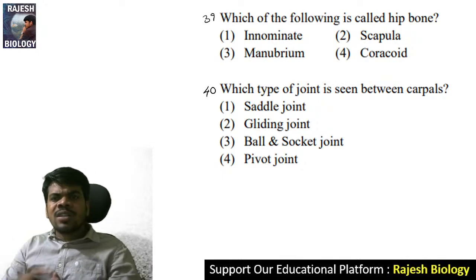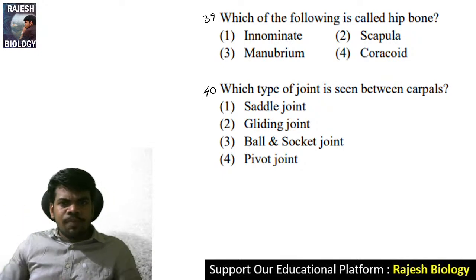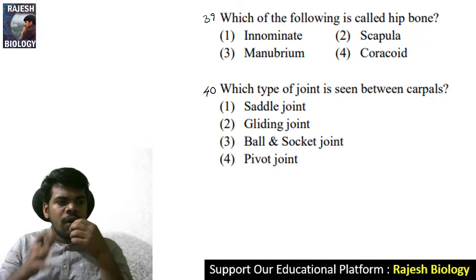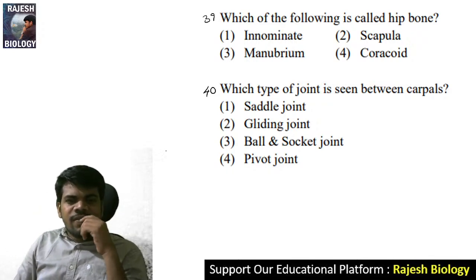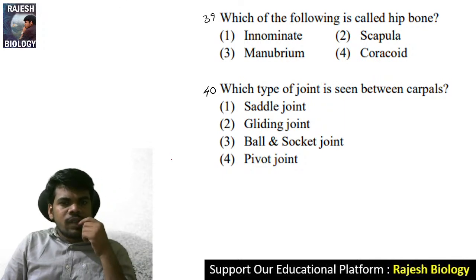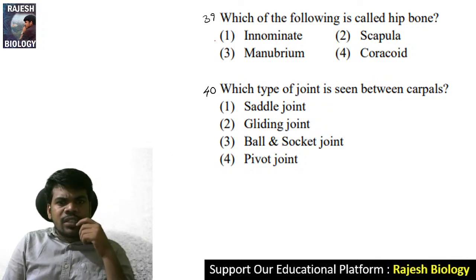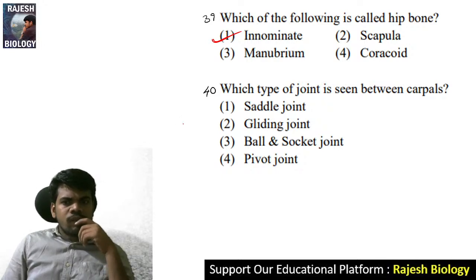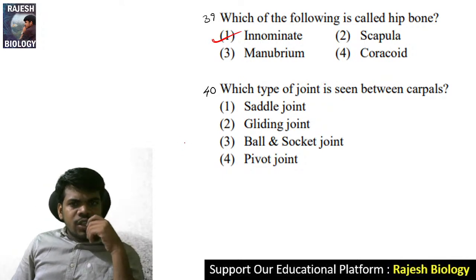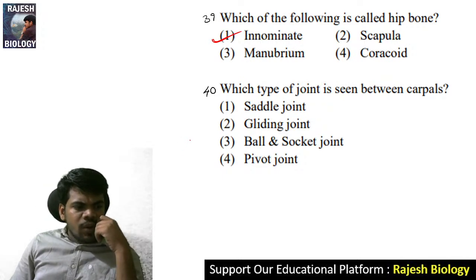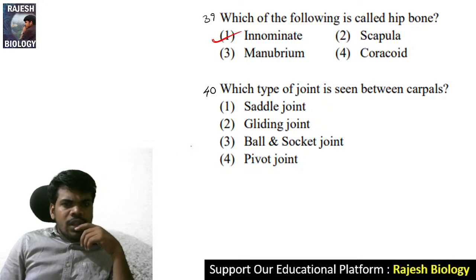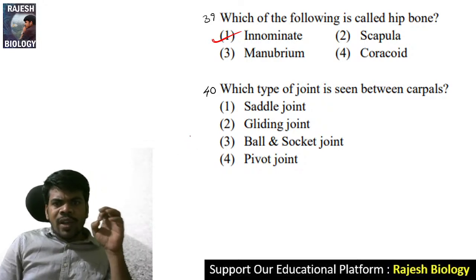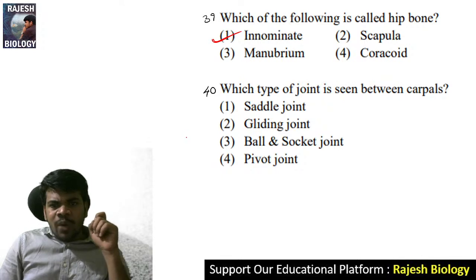Which of the following is called hip bone? It is innominate. Yes, 39, option 1, perfect Jnaneshwari. And 40th. Which type of joint is seen between the carpals?